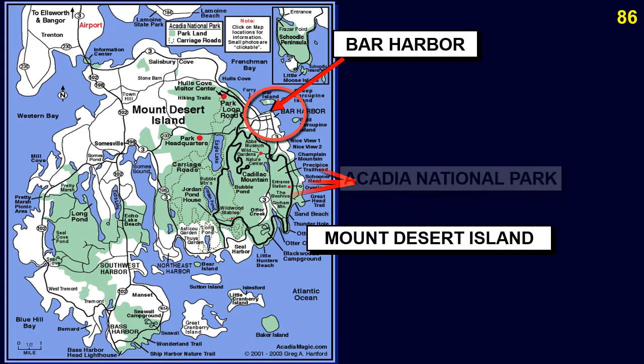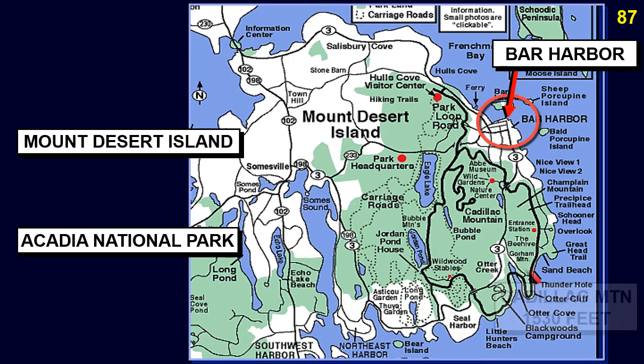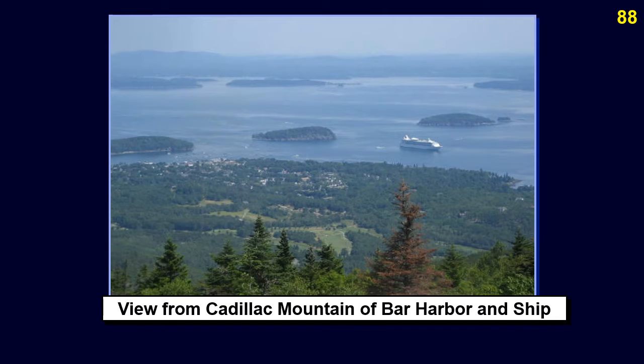The 50 square miles of Acadia National Park occupies a large portion of Mount Desert Island, which is the largest rock-based island on the Atlantic coast. The highest peak in Acadia National Park is Cadillac Mountain at 1,530 feet. The summit of Cadillac Mountain is only about 4 miles south of Bar Harbor. This is a view from top of Cadillac Mountain of Bar Harbor and the cruise ship.